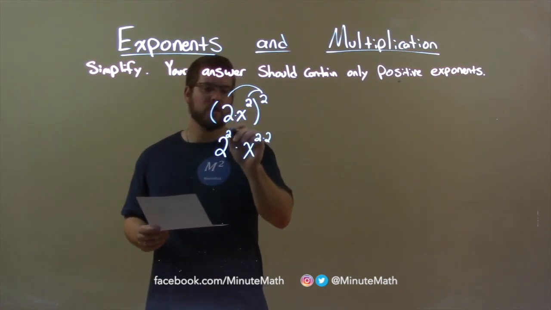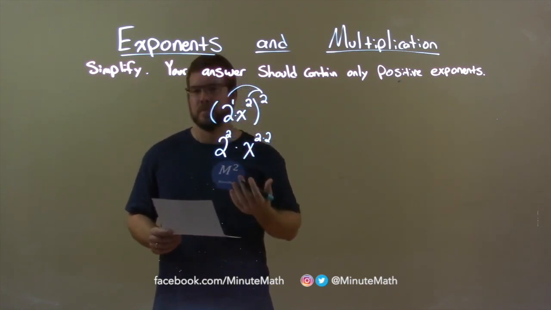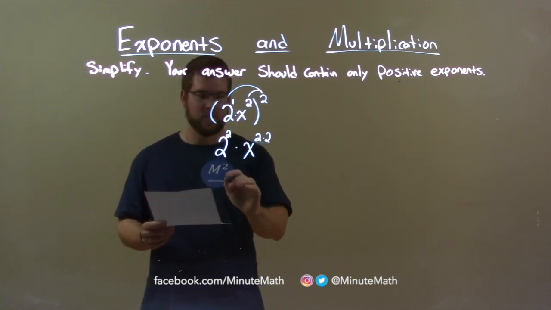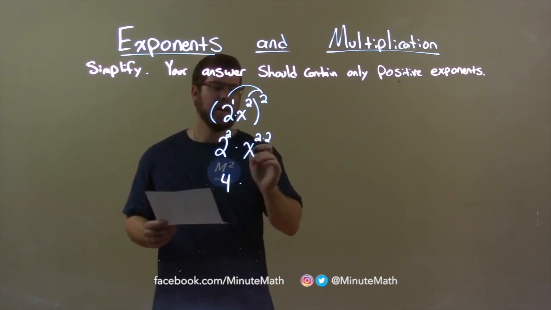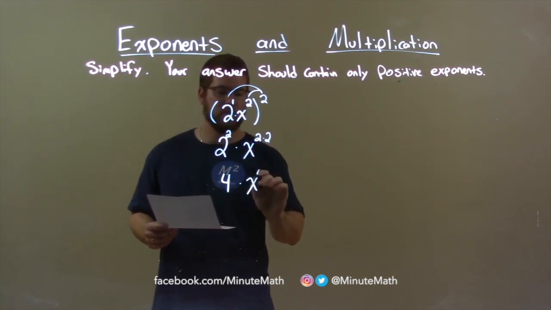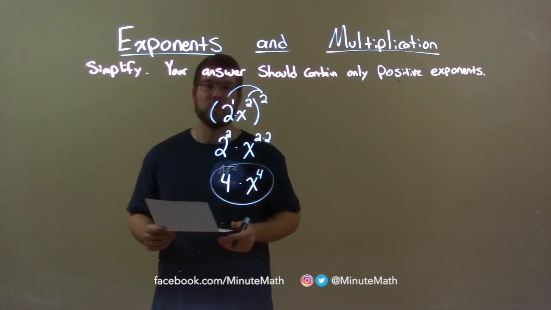And remember, it's really 2 to the 1st power right there, and 2 times 1 is 2. Now we can simplify this. 2 squared is a 4. And x to the 2 times 2 power, well, 2 times 2 is 4. That's x to the 4th power. And there we have our final answer, 4x to the 4th power.